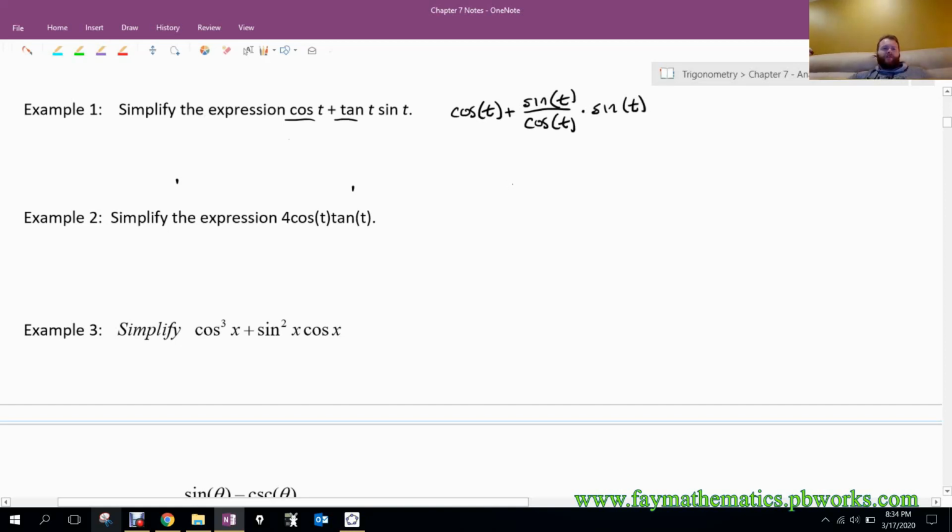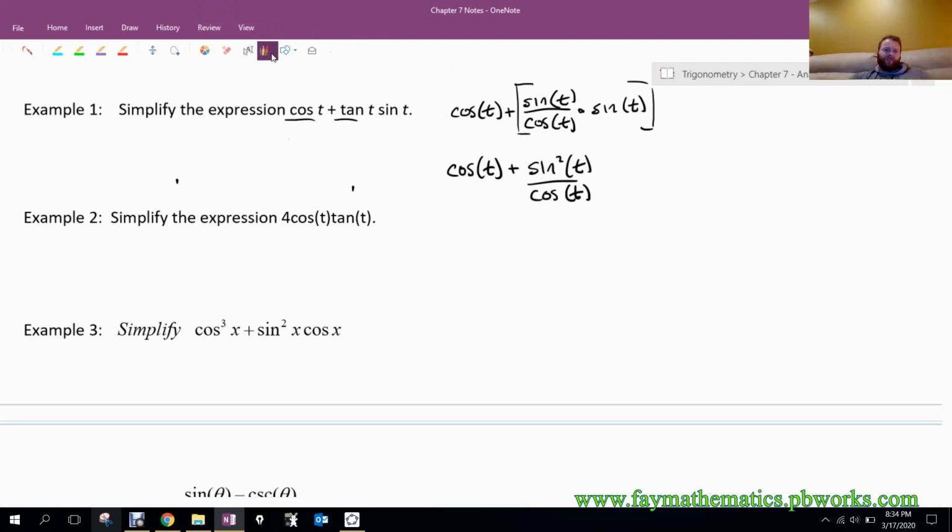Okay, so when we do that, what happens here? Well, we get cosine t plus, now, once I get everything in terms of sine and cosine, I go through my order of operations and combine like terms, and just try to rewrite things and simplify. So when I get this math here, it tells me I'm going to multiply. So what's that give me? It gives me sine squared t over cosine t.